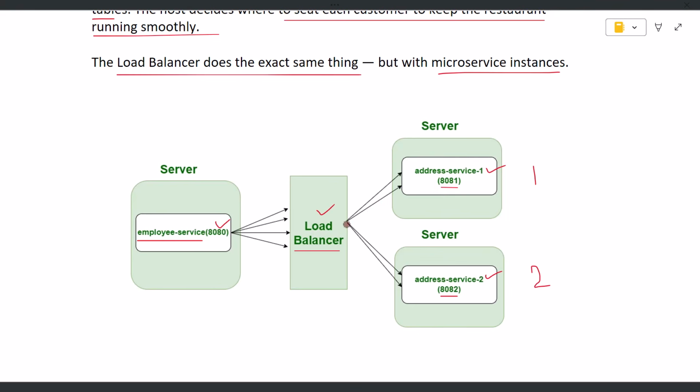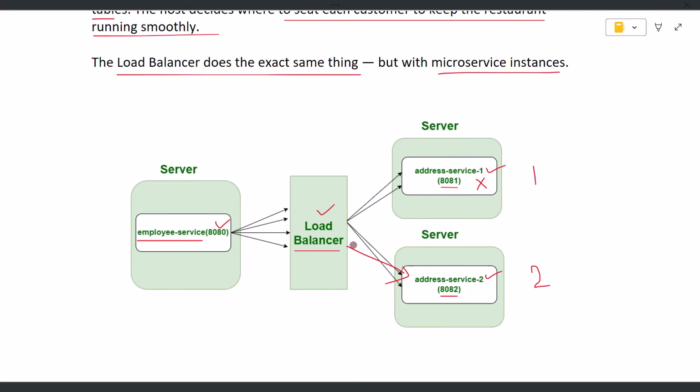Now let's see how the load balancer handles failures smoothly. One of the biggest advantages of a load balancer is how it handles failures. If address service 1 on port 8081 goes down, maybe the server crashes or memory becomes full, the load balancer simply removes it from rotation. All traffic is now routed cleanly to address service 2 without the calling service ever knowing something went wrong. This is what makes microservices extremely resilient in production.